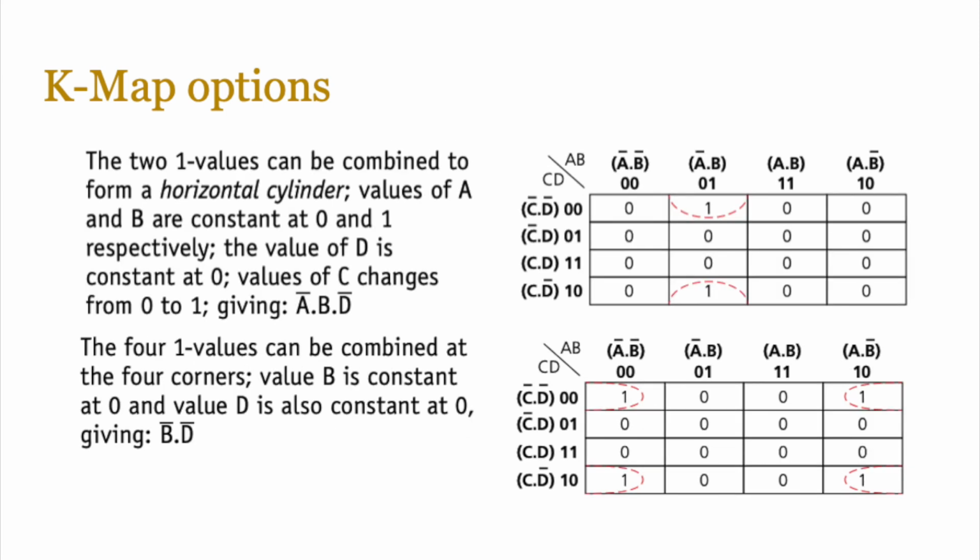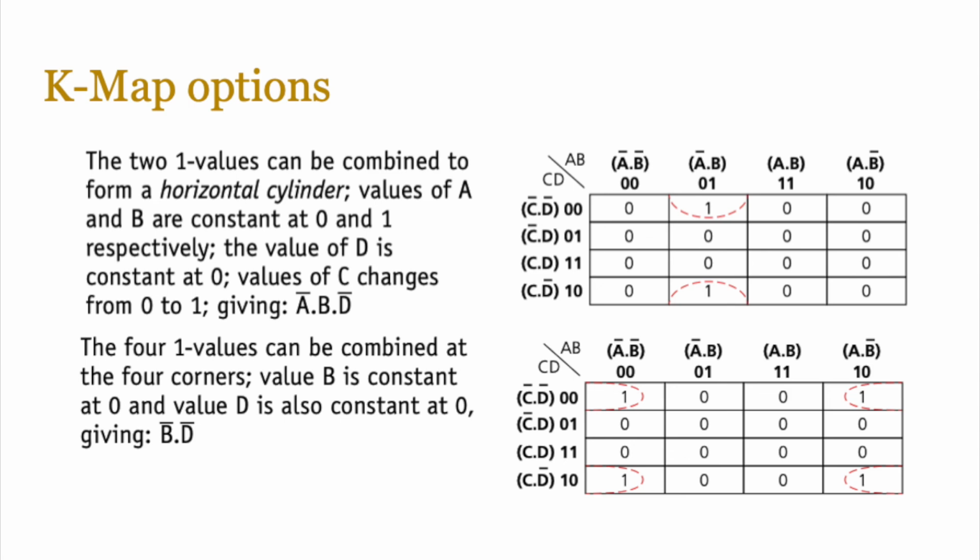So just like a vertical cylinder, you can also create a horizontal cylinder. That means that if you get a 1 on the top and a 1 on the bottom, you can group them together as a pair. Or if you've kind of got a couple of 1s on the top and a couple of 1s on the bottom, you can group them as 4s.